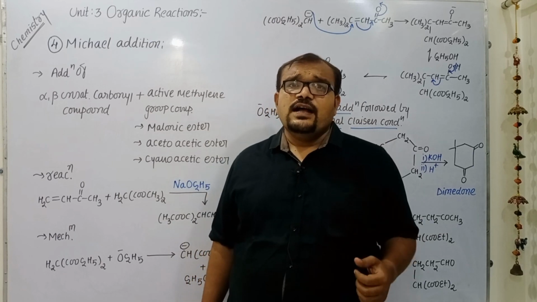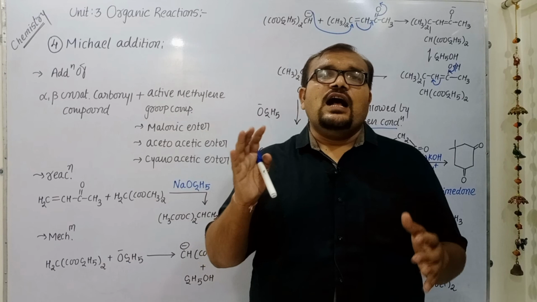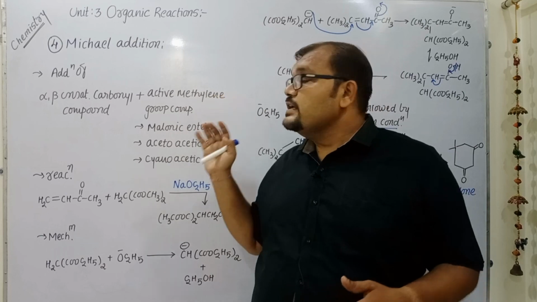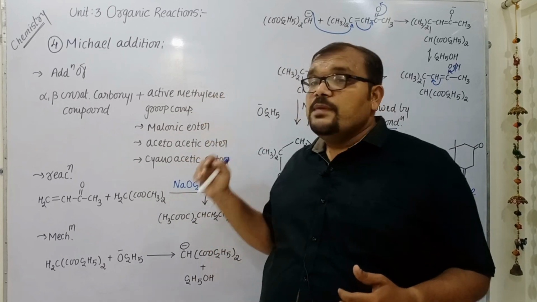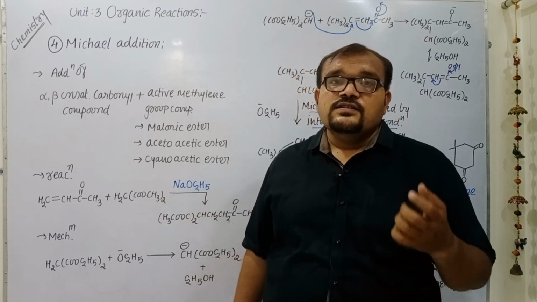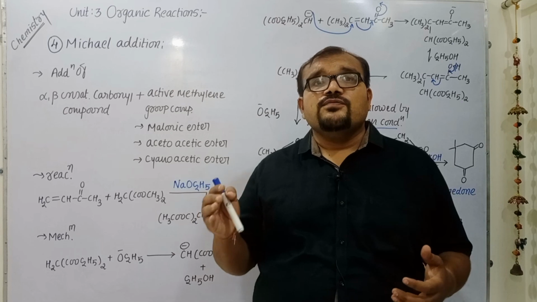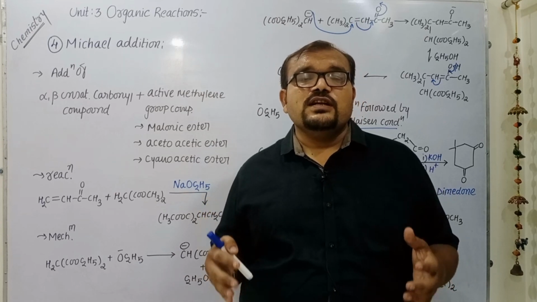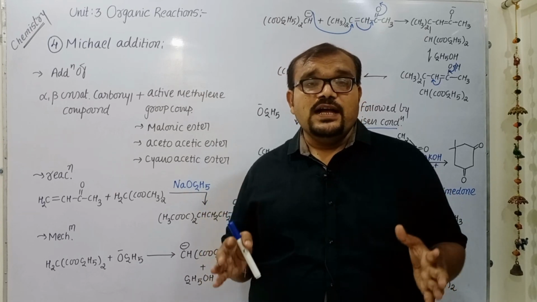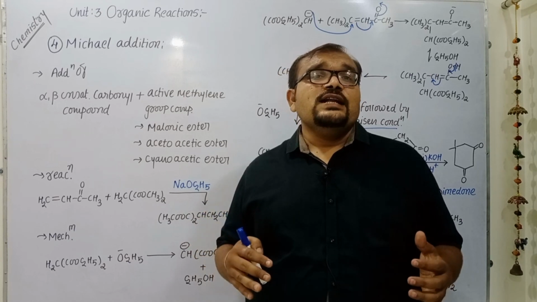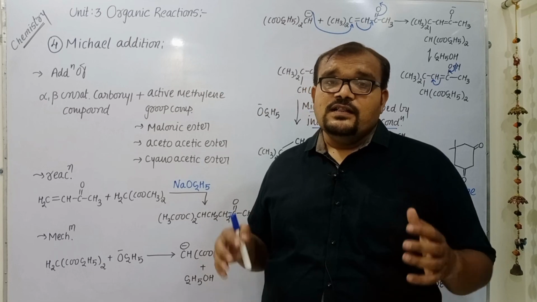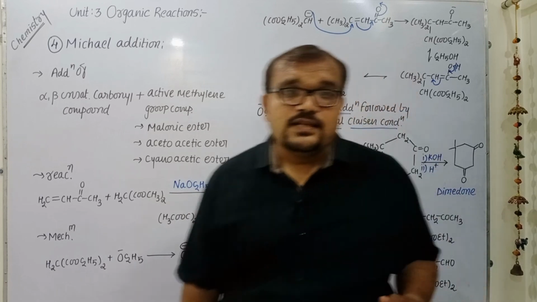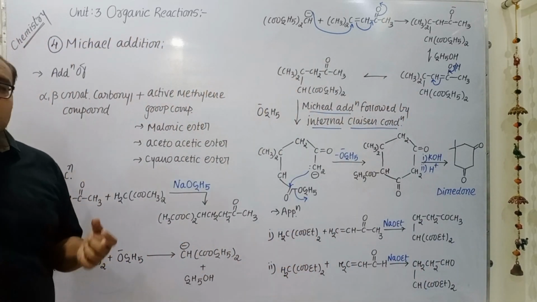It is a kind of addition reaction in which an alpha beta unsaturated carbonyl compound is added to active methylene group containing compounds such as malonic ester, acetoacetic ester, cyanoacetic ester. So such active methylene group containing compounds add to the alpha beta unsaturated carbonyl compound in the presence of a base such as sodium ethoxide or a secondary amine such as piperidine; then such an addition reaction is known as Michael addition. So how is this reaction carried out? Let's see with the help of the reaction and mechanism.